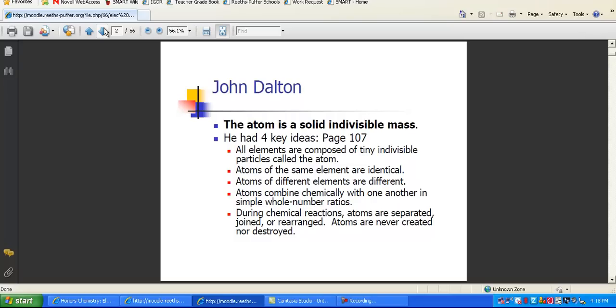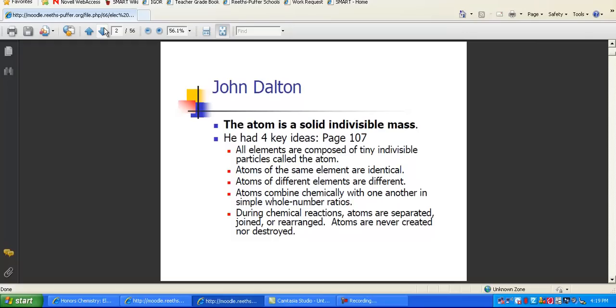The first person really to give us the modern atomic theory would be John Dalton. He had four key ideas about the atom. He said that all elements are composed of tiny, indivisible particles known as the atom. The word atom literally means, in Greek, indivisible, cannot be broken down any further. Well, friends, that's actually a new concept in terms of chemistry at that particular time. We thought matter could be divided continuously. So the Democritus versus Aristotle of the Greek philosophers at the time were considering continuity versus indivisibility. We now agree that all elements have this basic building block called the atom.